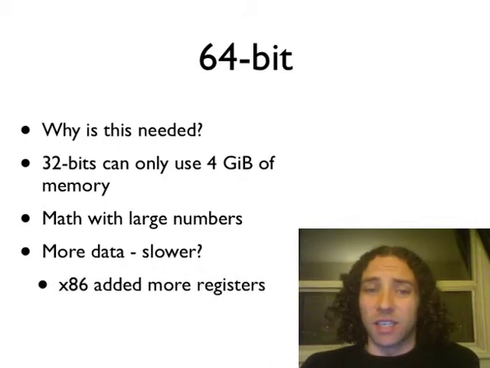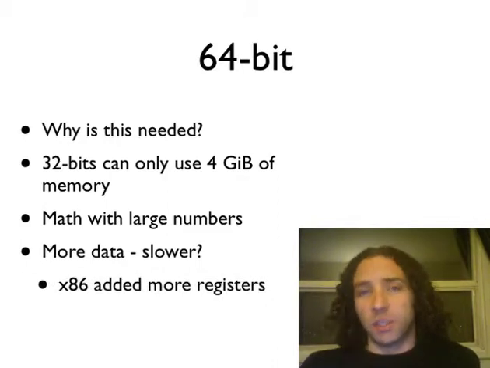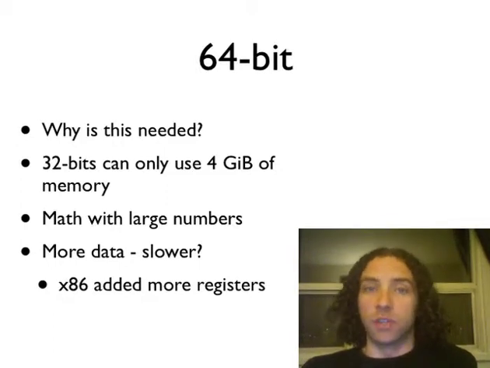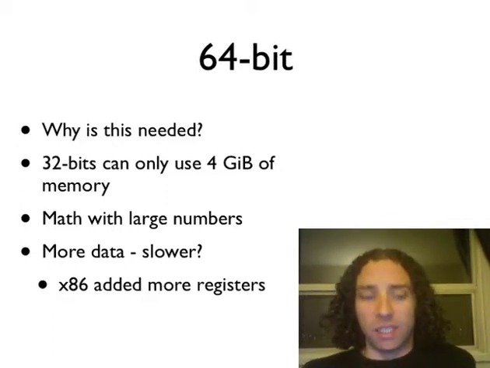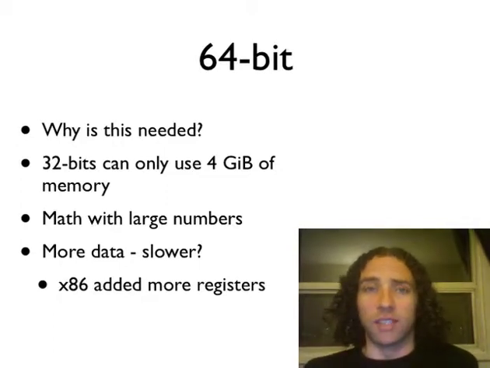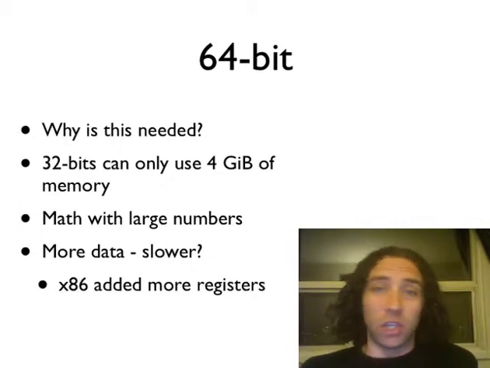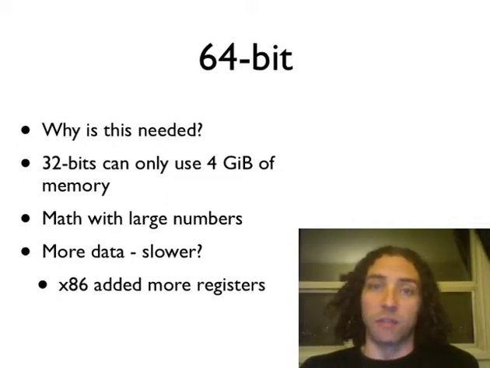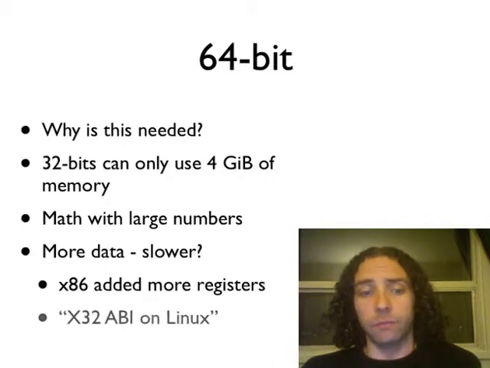On the x86, however, when they switched to a 64-bit implementation, they also added more actual registers to the chip. They really didn't have enough, and it was starting to become a big performance penalty for them, what is referred to a lot in the literature as register starvation. So they added more registers when they changed to 64-bit, and the performance benefit they got out of that was much greater than the performance loss from going to larger numbers.